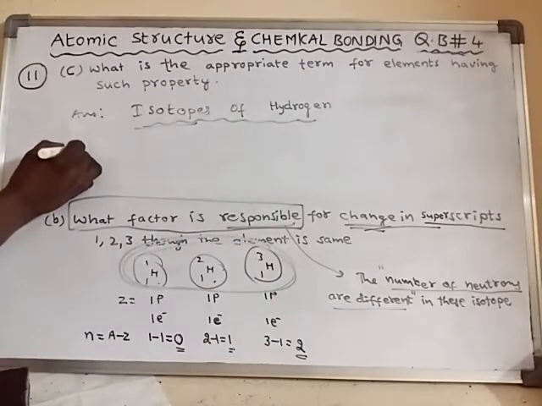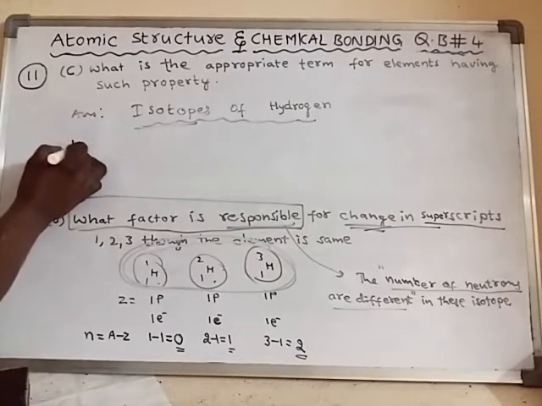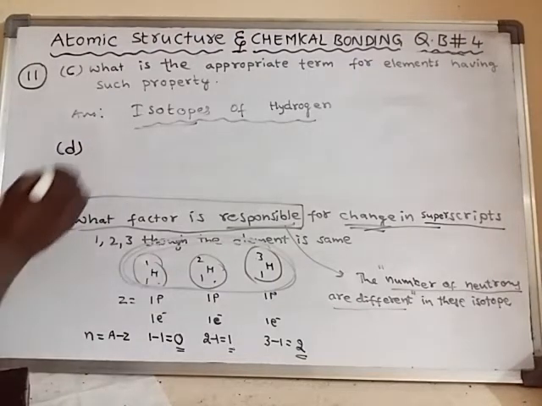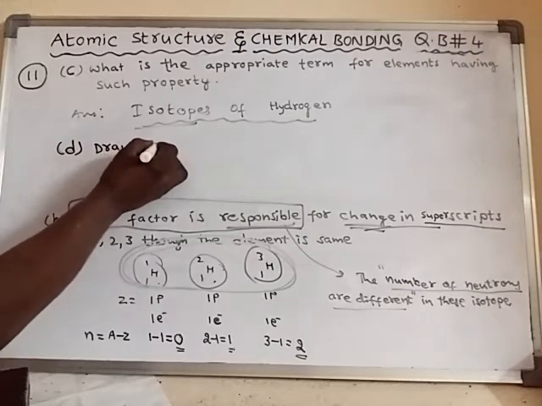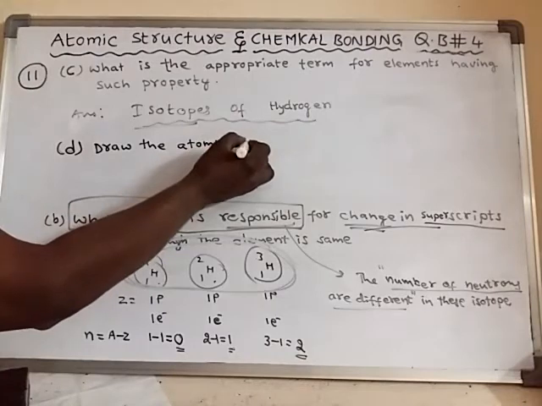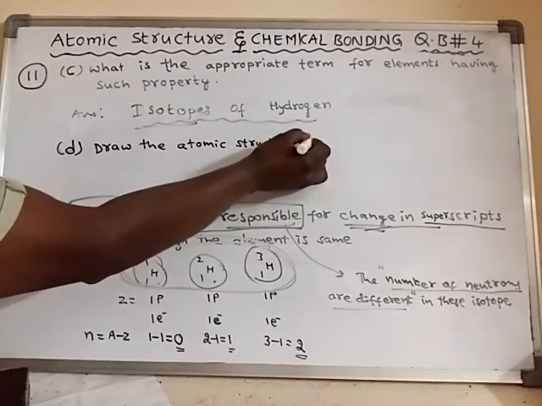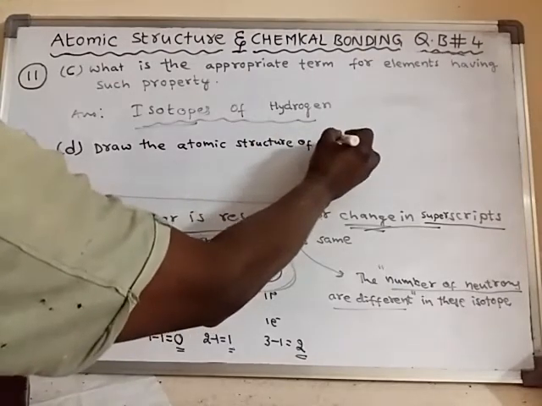And one more sub question is also given. Sub question D. What is that? Draw the atomic structure of 1H3.